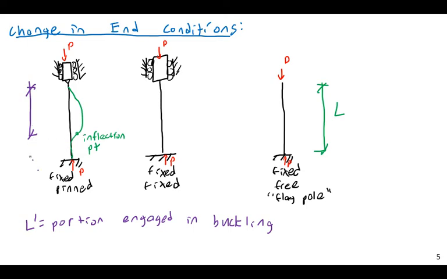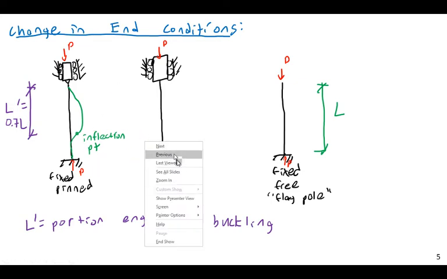Now, this is somewhat arbitrary, but as a general rule, and this is based off of laboratory experiments and real world experience, generally for a fixed pin, the L prime is about 0.7 L. So for the fixed pin, the unbraced length is actually sort of 0.7 times the actual physical length.